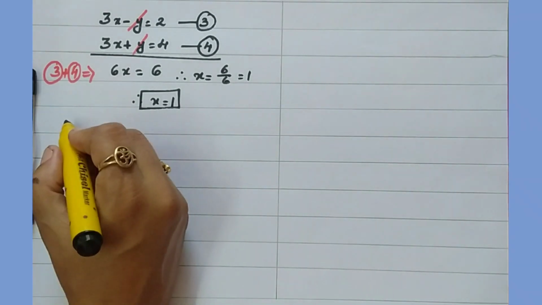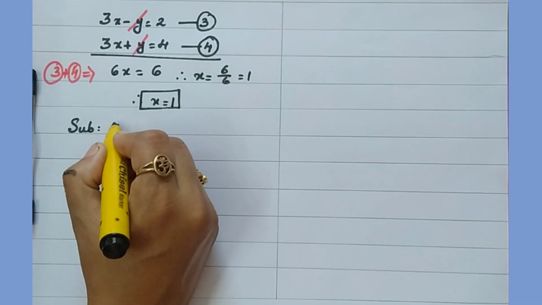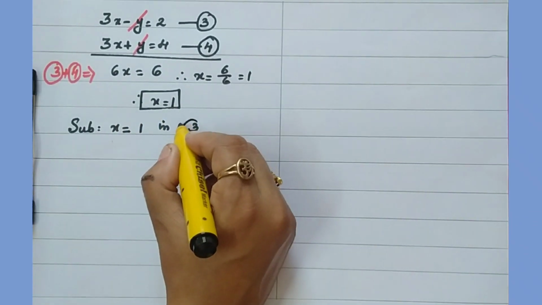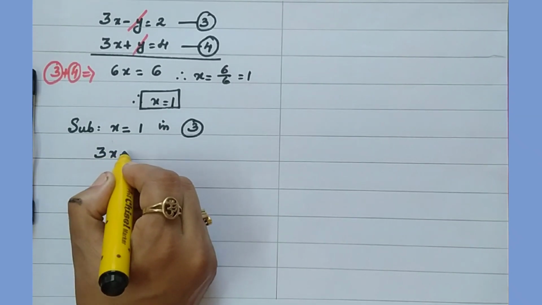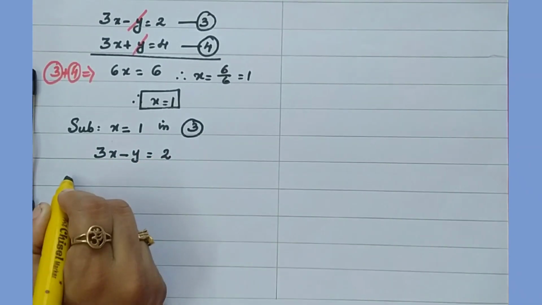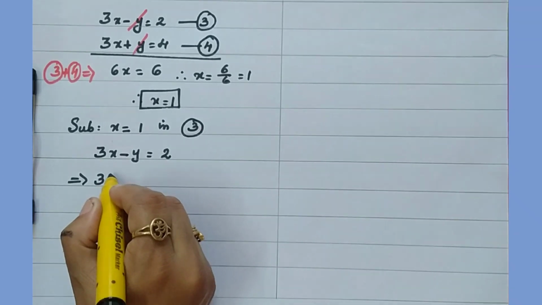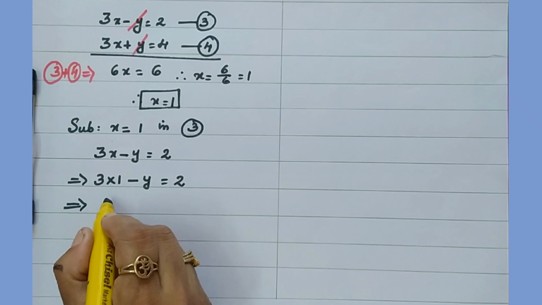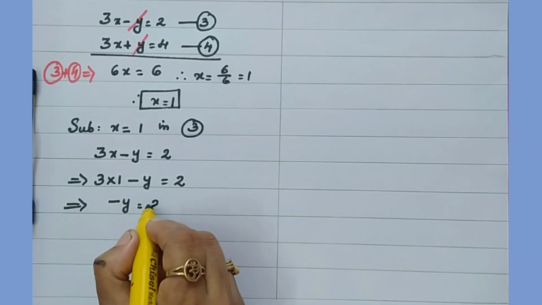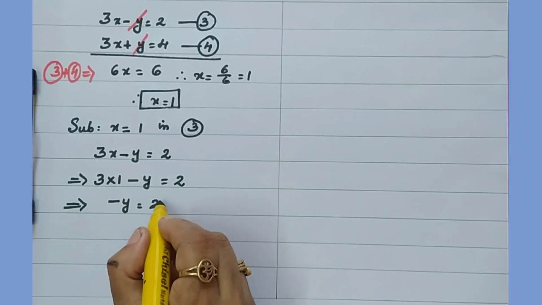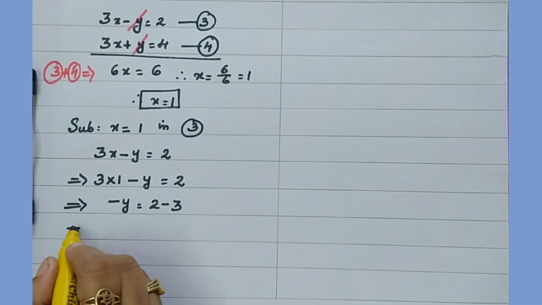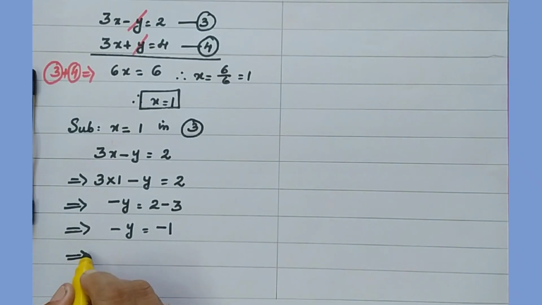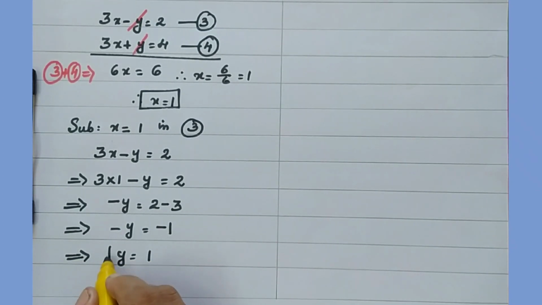Now, I am going to substitute x equal to 1 in any of the equations containing x and y. X equal to 1 in equation number 3. So, what we will get? 3x minus y equal to 2 implies, substitute x as 1, 3 into 1 minus y equal to 2, which implies minus y equals 2 on the right side, plus 3 comes to the right side becomes minus 3, which implies minus y equals minus 1. Therefore, y equal to plus 1.